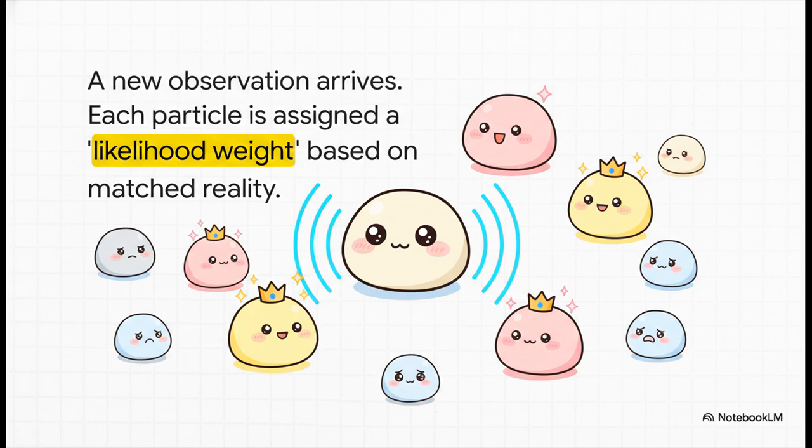Next up is the update step, and this is where reality hits. A new measurement comes in, that fresh GPS coordinate or that sonar ping. The algorithm then looks at every single particle's guess and compares it to this new piece of evidence. How close was it? Based on that, each particle gets a likelihood weight. Guesses that were pretty close to reality get a really high weight. Guesses that were way out in left field get a weight of basically 0.